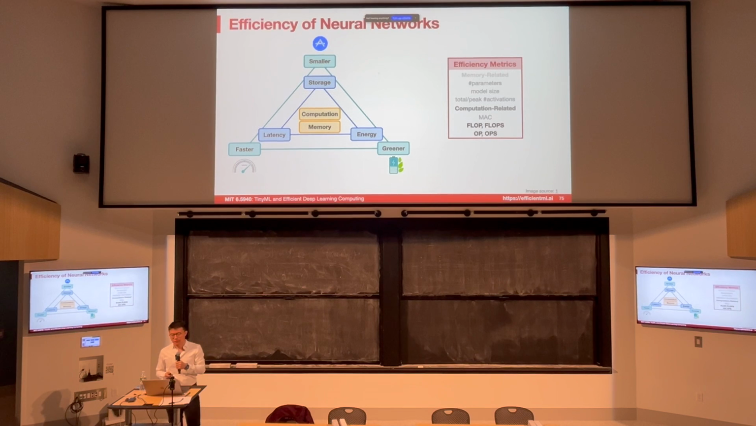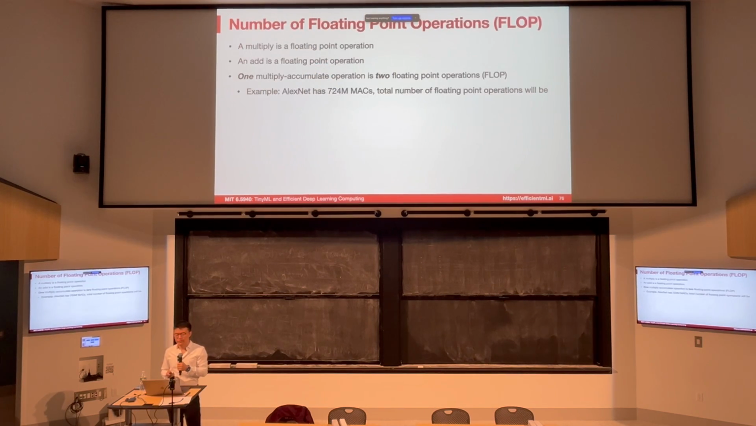Okay, so now let's switch gears to talk about FLOP and FLOPS. One multiply is a floating point operation. One add is also a floating point operation. So FLOP is short for number of floating point operations. So how many FLOPs are there in a MAC? A MAC has a multiply. A multiply is a FLOP. A MAC also has an add. An add is also a FLOP. So one multiply and accumulate operation is equal to 2 floating point operations if the operands are floating point numbers.